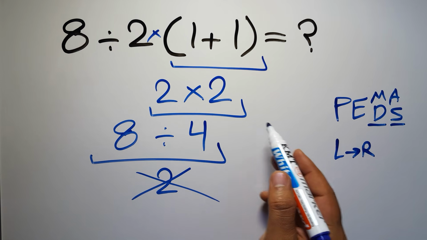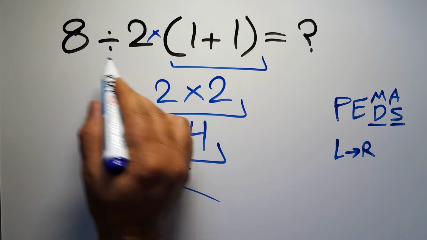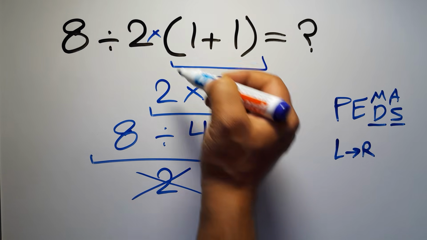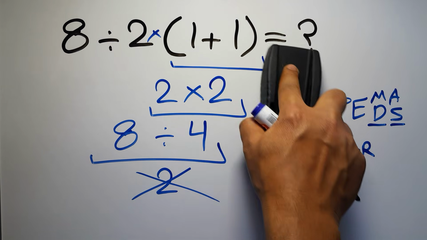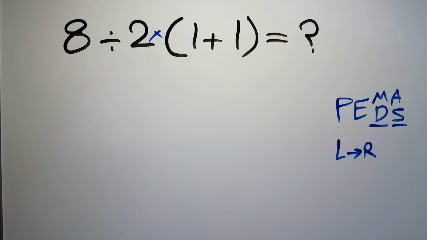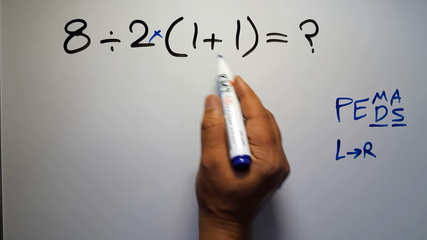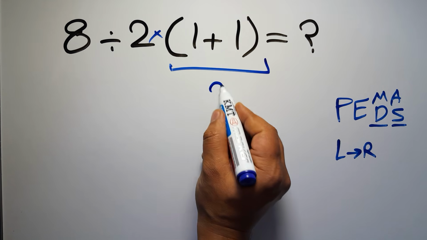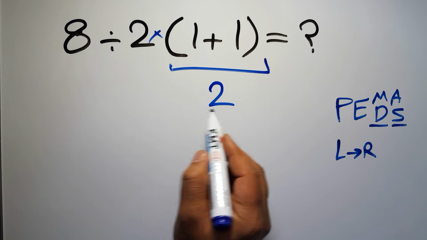Okay, so according to the PEMDAS, first we have to do this parentheses, then this division, and finally this multiplication. If we do this multiplication before this division, it is wrong. So first we have to do this parentheses. Inside this parentheses we have 1 plus 1, which equals 2. So 8 divided by 2 then times 2.